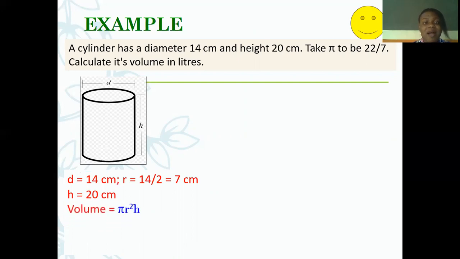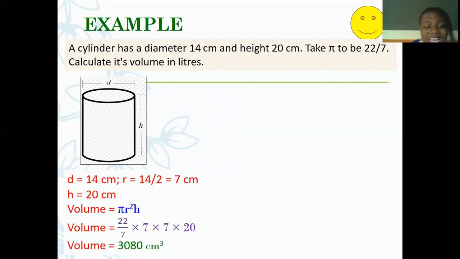Then we know already that our volume is pi r squared h. Don't forget that formula. Remember that our pi is 22 over 7, so let's substitute 22 over 7 times r squared, that's 7 times 7, times the height, which is 20. So 7 cancels out 7, and we have 22 times 7 times 20, which would then give us 3080 cm cubed. Take note of the unit, cubic centimeters, for volume. Volume is a cubic quantity because it takes into account three different dimensions. So 3080 cubic centimeters. Now, but there's a problem.